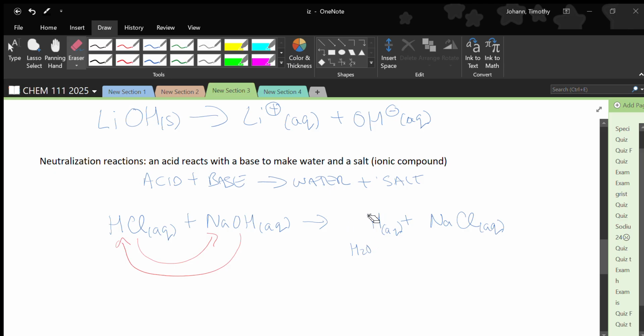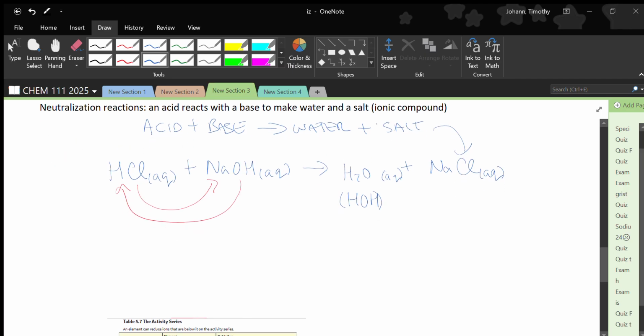All right. And I'm going to take my HOH. I'm actually going to swap these because you should write water. But remember that that's HOH. You guys see that? Okay. So this is our salt right there. What kind of equation is that? Molecular, complete ionic, partial, or net ionic? Which one did I write?